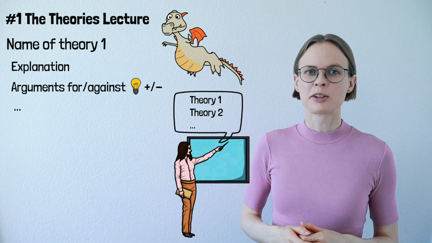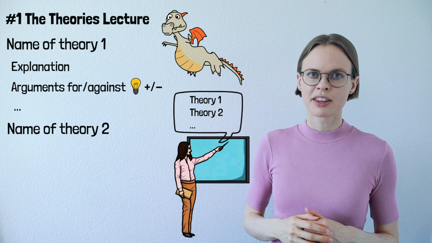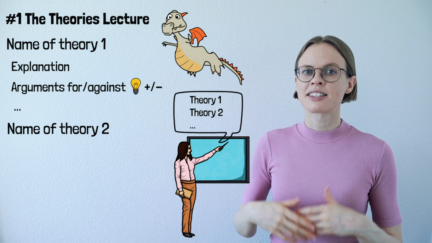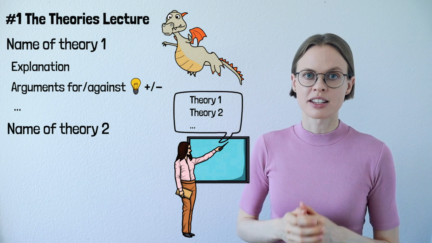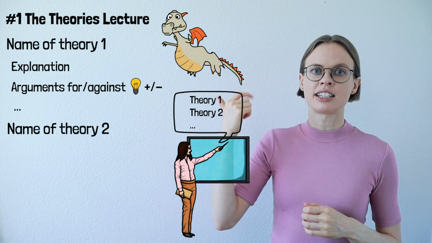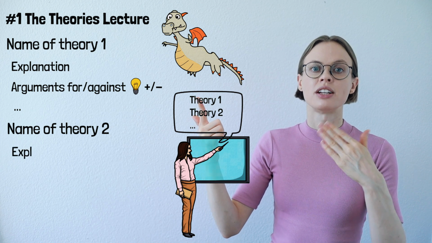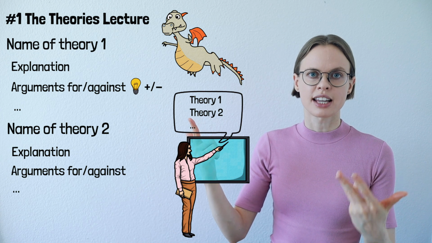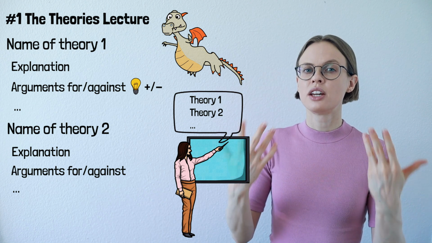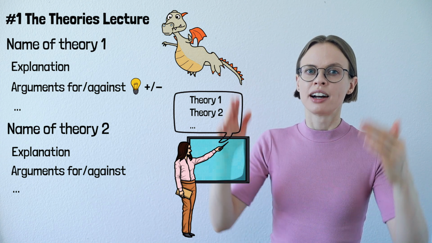After the professor has talked about the first theory, she will go on and talk about the second theory. And it's very likely that she will use the same structure as in the first theory. So if the professor, when talking about the first theory, first explained the theory and then provided arguments for and against this theory, it's very likely that she will use the same structure when talking about the second theory. And it's very important that you are aware of that, because this puts you at an advantage, because you will know how the lecture will progress.